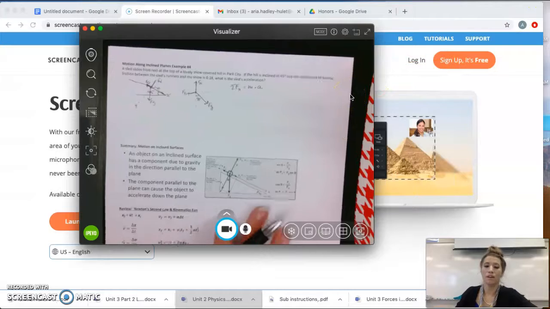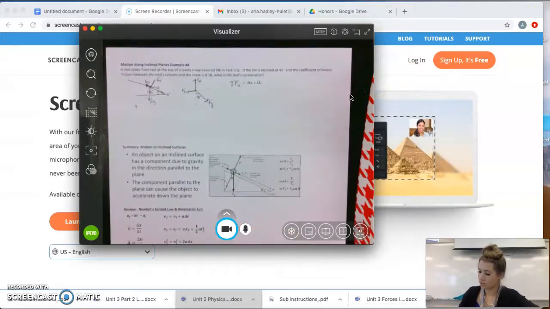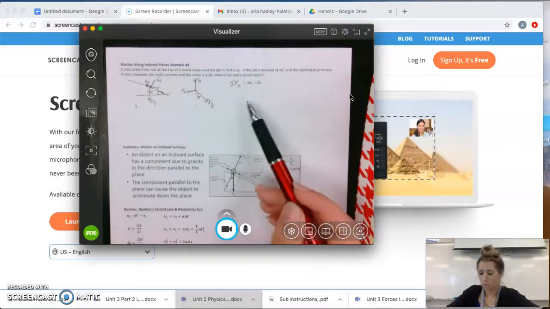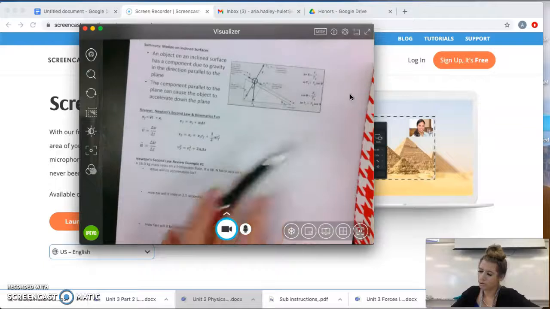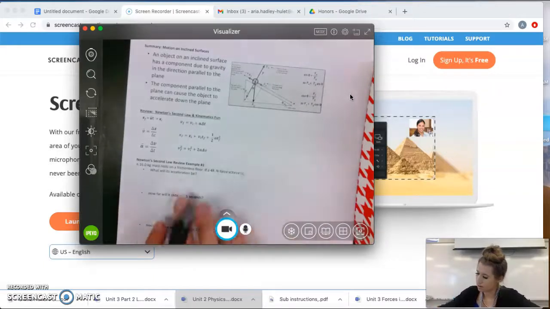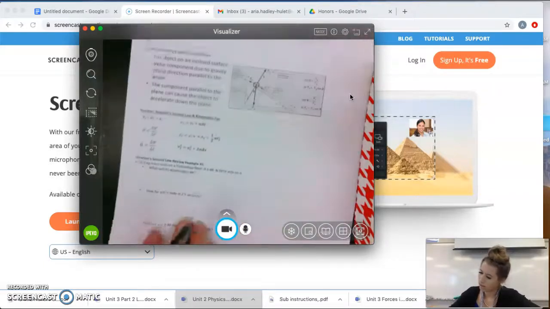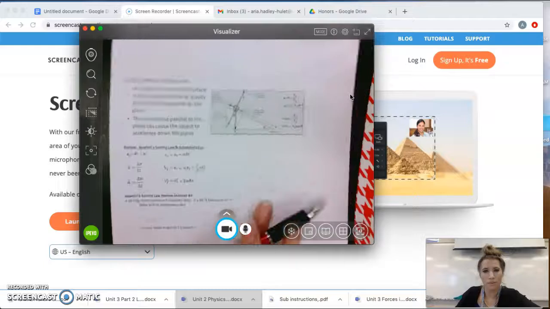Okay, so when we come back to the last video, we'll look at this example. We'll quickly review our kinematics, and then I'm going to look at one more problem, and then that'll be it.